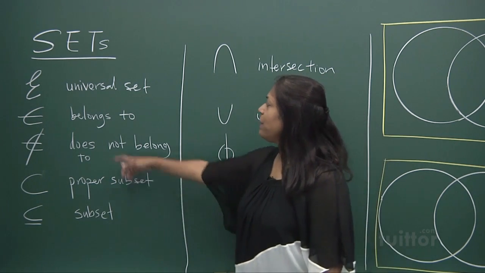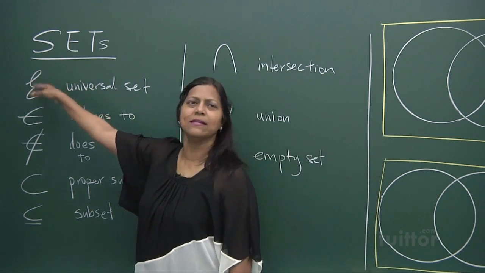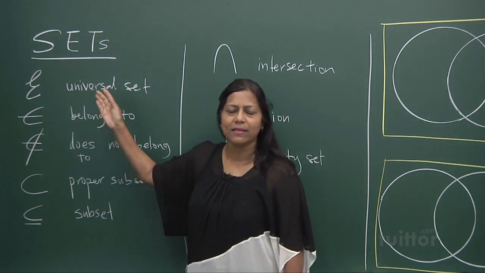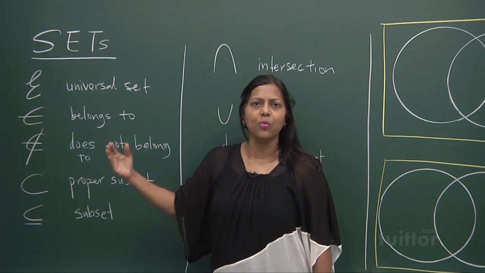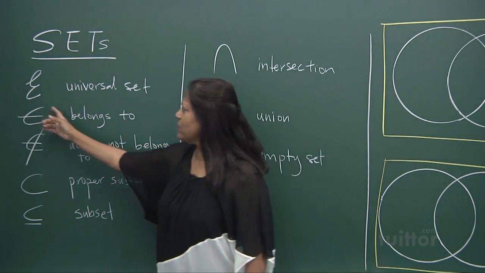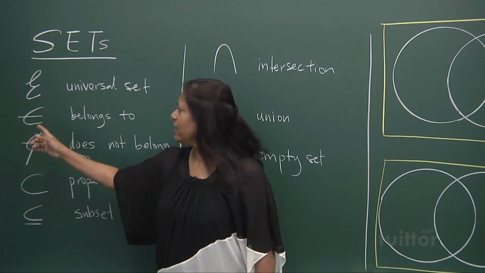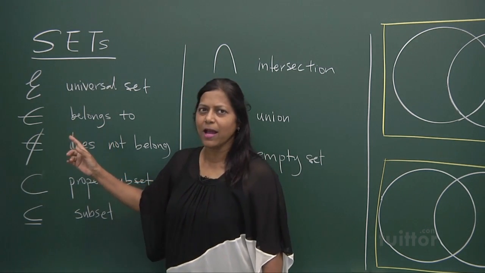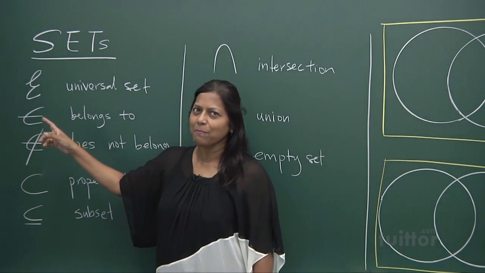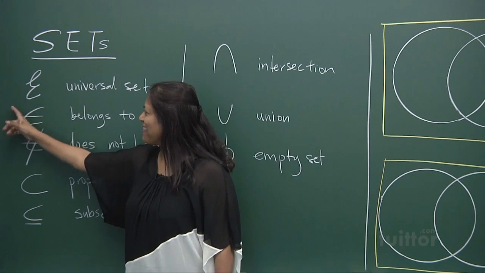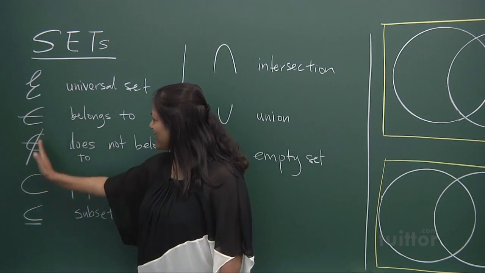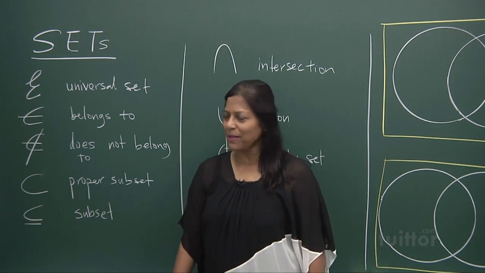When they write a cursive E like this, it means the universal set. As I go along, you will hear more and begin to understand. This symbol means belongs to. I hope you're not going to use this and say, you belong to me. Haha, remember? Now you don't say that. This belongs to, and I'll show you more on how it is used. This one means does not belong.